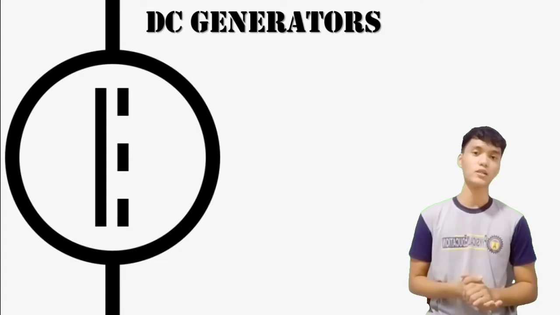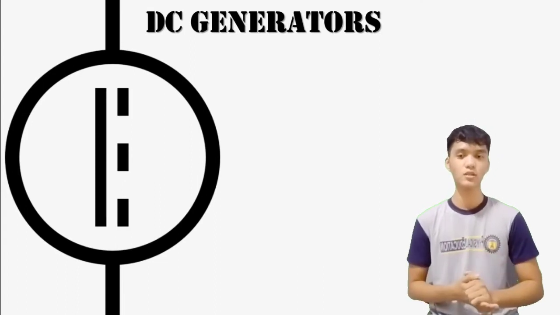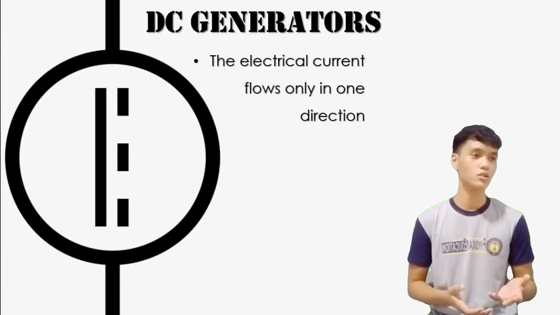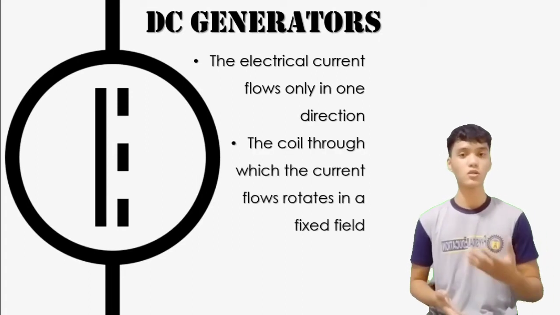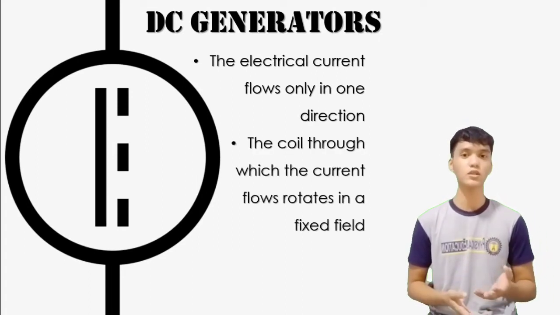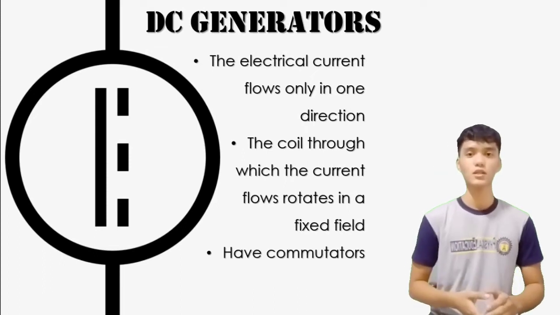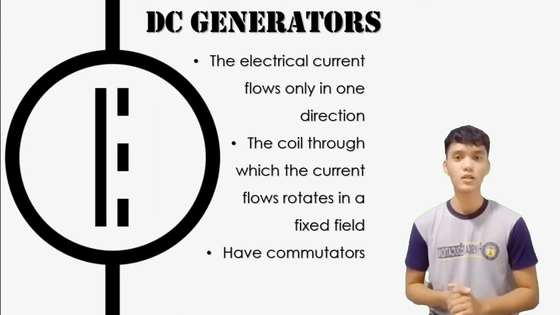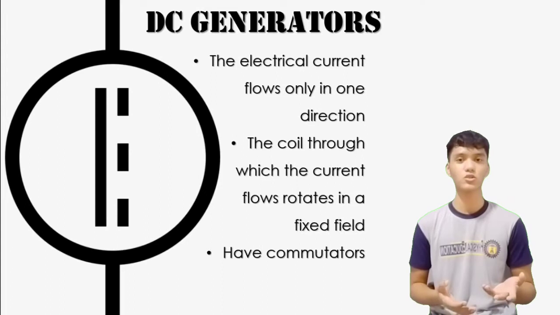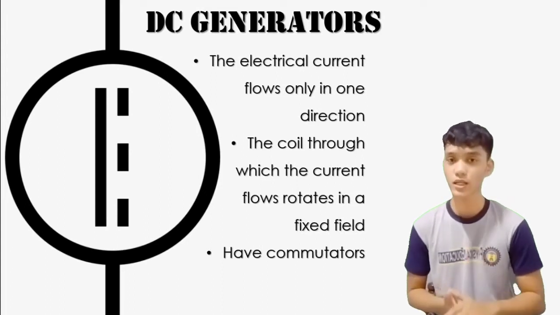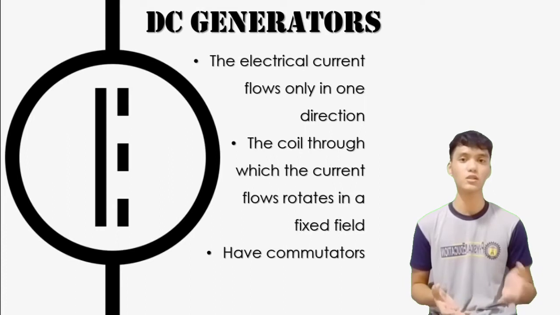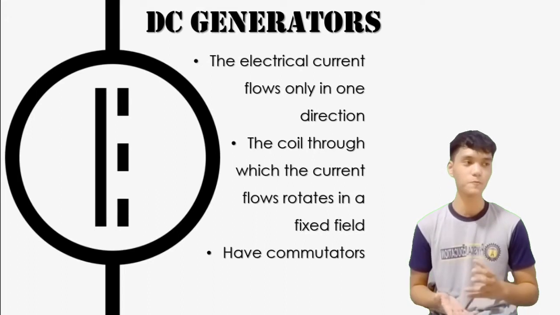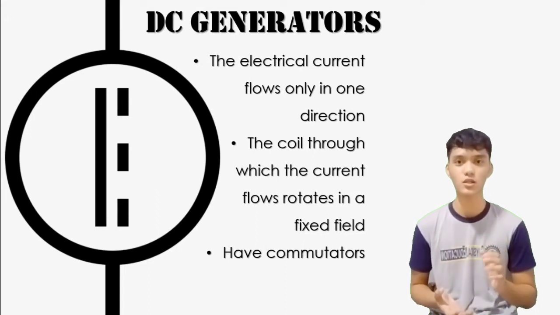Now, we will define the DC generator, or direct current generator. In a direct current generator, the electrical current flows only in one direction. The coil through which the current flows rotates in a fixed field. DC generators have commutators. So, what is a commutator? The commutator reverses the current direction with each turn, serving as a mechanical rectifier to convert the alternating current from the windings to a unidirectional direct current in the external load circuit.